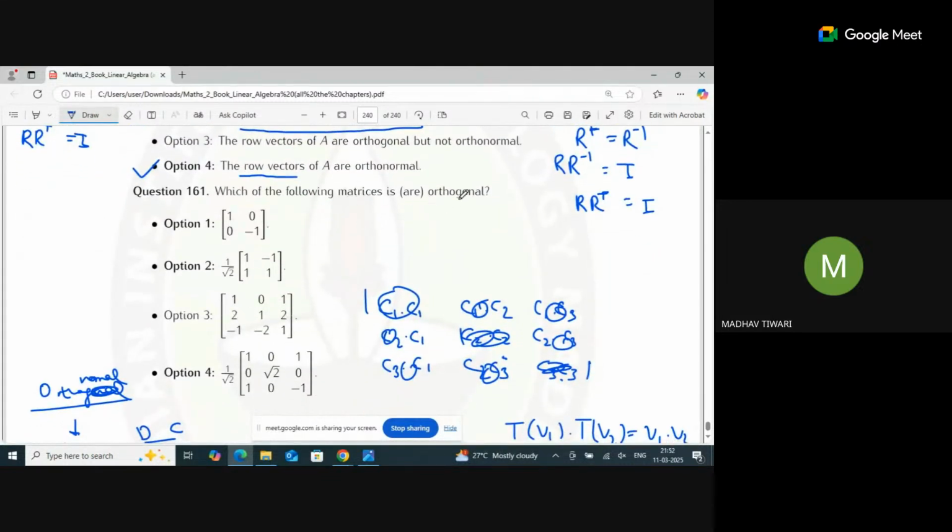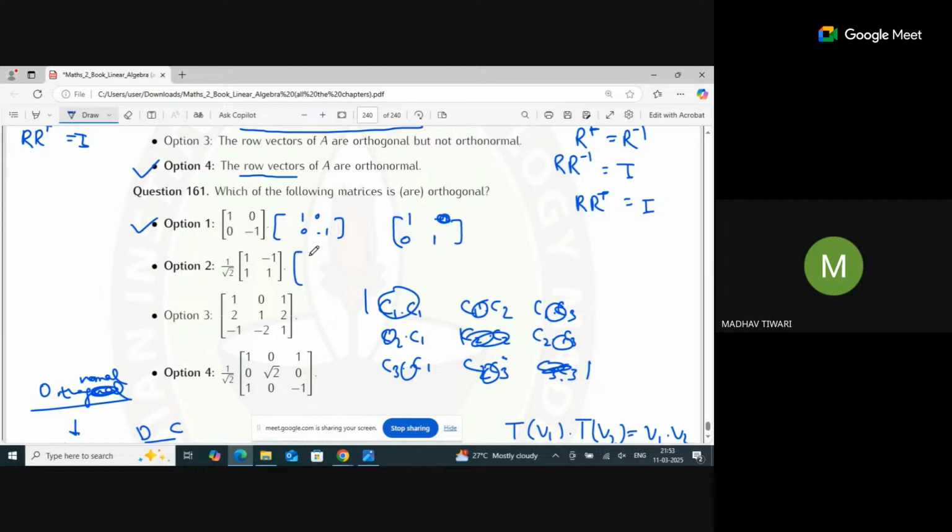Which of the following matrices is orthogonal? We have to find out. Orthogonal means if I multiply it by its transpose, it should give me an identity matrix. So if I multiply this with its transpose, which is the same matrix, what would that be? 1 here and 0 here, 0 here and 1 here. So you can see that I'm getting the identity matrix in this case.